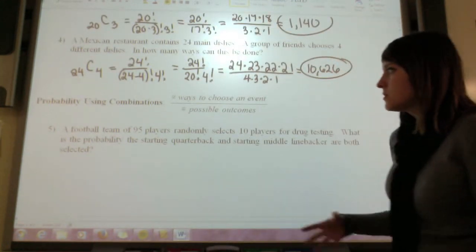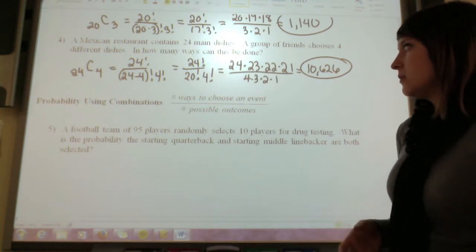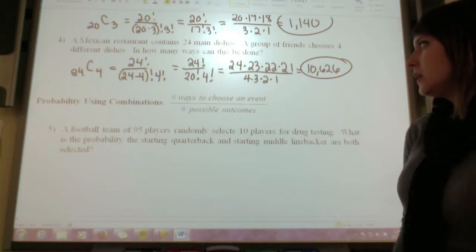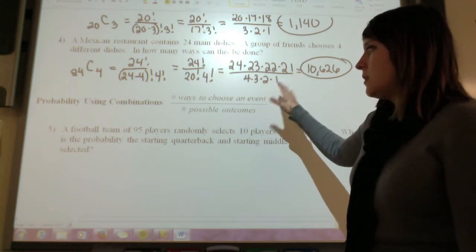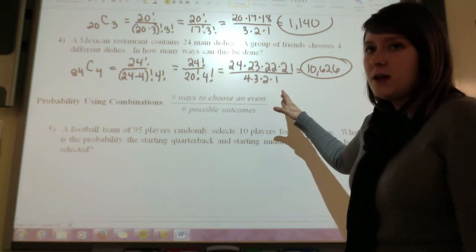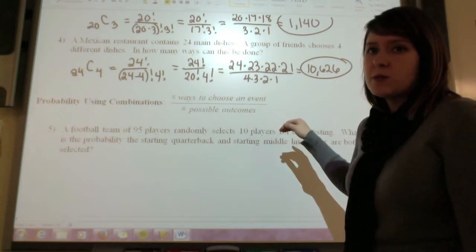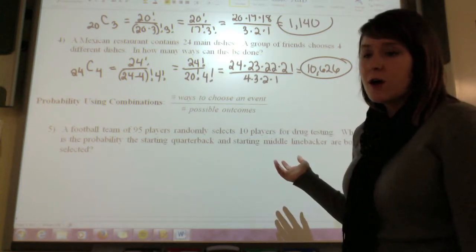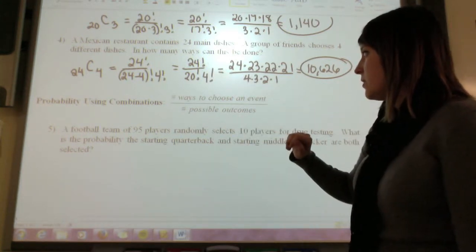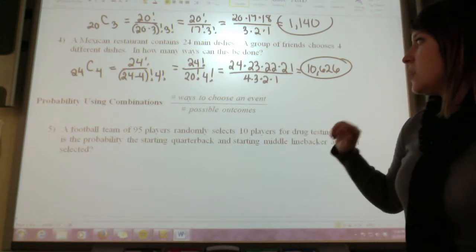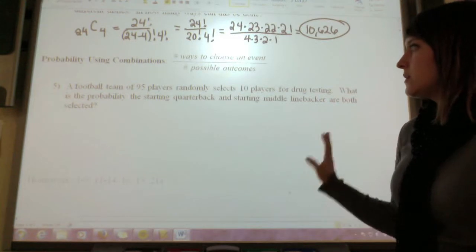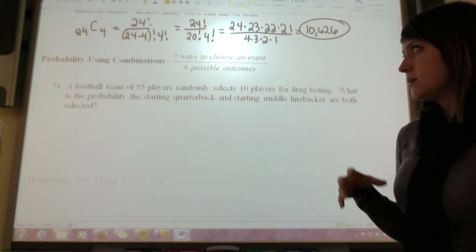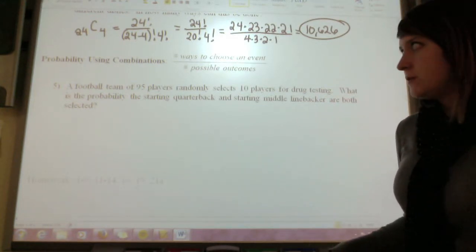Okay, so we can also use combinations in order to figure out probabilities. Remember that with probability, we talk about the number of outcomes of an event divided by the total number of possible outcomes. We can do the same thing for combinations. We just say the number of ways to choose an event is in the numerator, and the number of possible outcomes is in the denominator. Okay, this is kind of a tricky problem, so if you need to rewatch it, feel free.